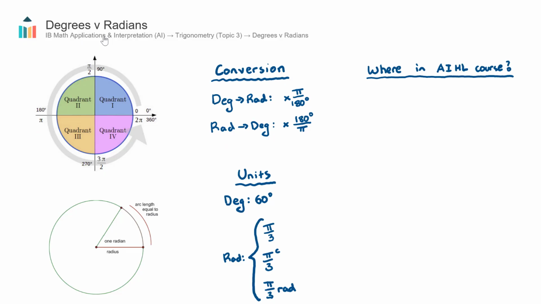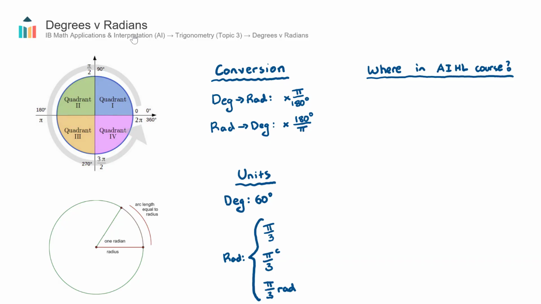This video provides a quick introduction to the difference between degrees and radians, which are both ways to measure the size of angles. Now, radians are introduced in the AIHL course. They're not in the AISL course, but they are in the AIHL course, and they appear in a range of different concepts, mainly in topic 3 trigonometry, and I'll go through where they appear later on in this video. But let's just firstly talk about what radians are.